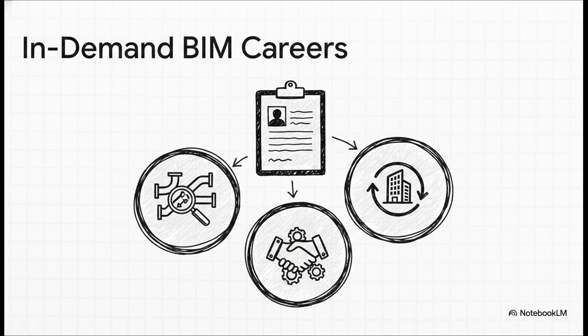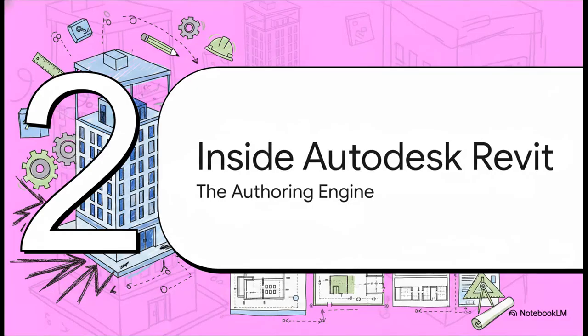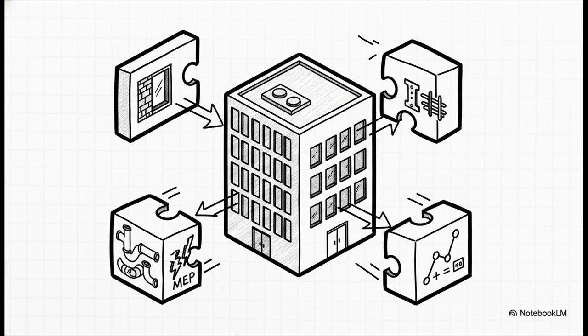digital-first construction world. Moving right along to Section 2, inside Autodesk Revit, the authoring engine. Let's see how all this actually gets built by zooming into the specific software used to drive this digital methodology. Revit operates through highly specialized modules, so architects can be placing curtain walls, while structural engineers are simultaneously calculating reinforcement and load-bearing foundations using analytical modeling. Meanwhile, mechanical, electrical, and plumbing engineers are routing their systems in that exact same space. It's a completely unified engineering environment.